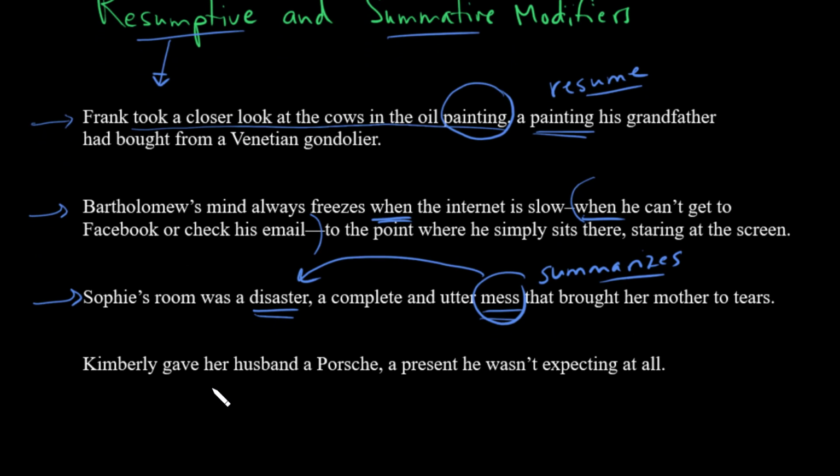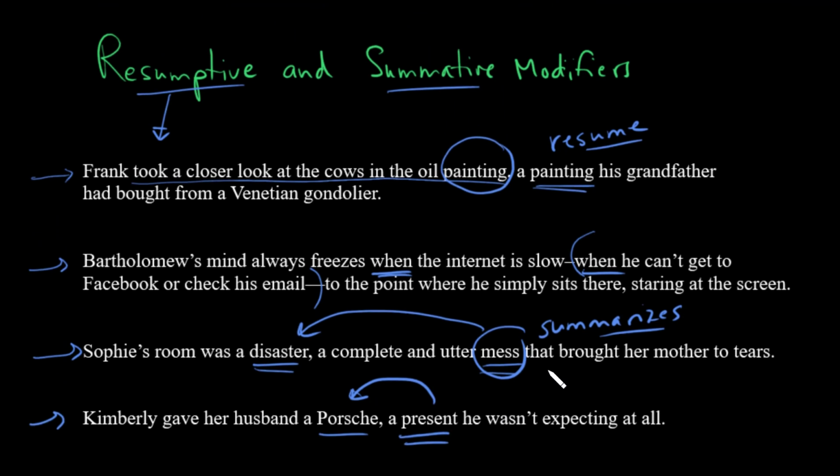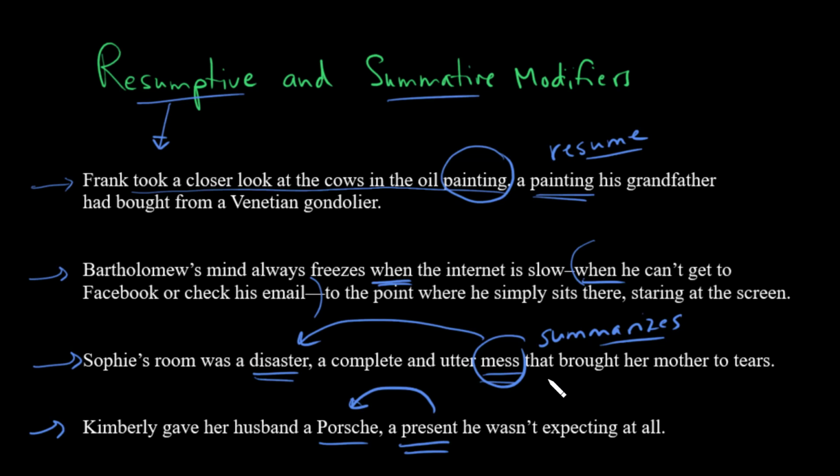And then the last one is also a summative modifier. Here we read, "Kimberly gave her husband a Porsche, a present he wasn't expecting at all." So in this case, the word present actually summarizes the word Porsche, and this one as well is a summative modifier. So that's the basic idea then. With either of these modifiers, you take a word or an idea, you repeat it, and you construct a phrase or a clause around it that extends the sentence.